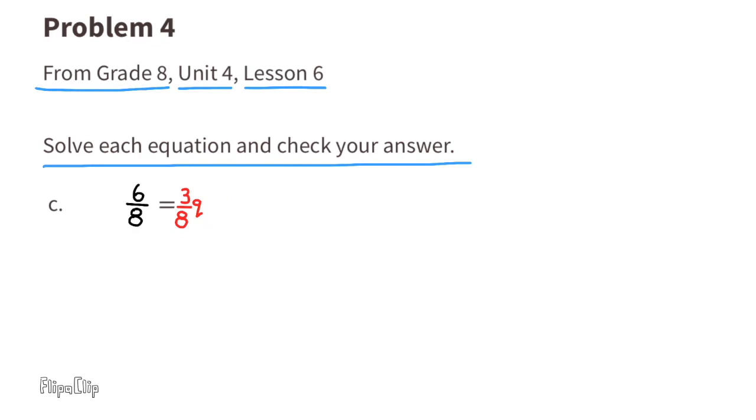To make the q just 1q, we have to multiply by the reciprocal of 3/8. So we have to multiply both sides by 8/3. 3/8 q times 8/3 equals 1q, and 8/3 times 6/8 equals 48/24, which is equal to 2. So q equals 2. You can check your answer by substituting the q with the 2.